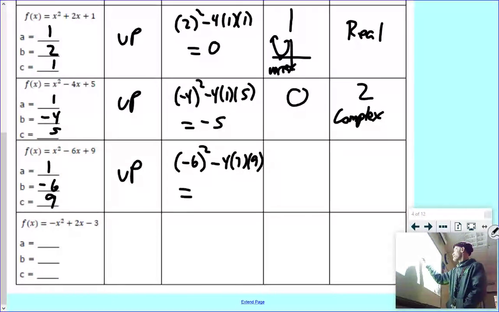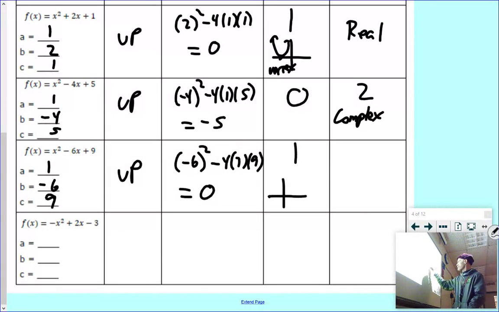This is another one where the discriminant is equal to 0. And again, if you graph that, it's going to have one solution where the vertex is sitting right on the axis. And again, that's going to be a real solution. Anytime it hits the x-axis, it's automatically going to be a real solution.